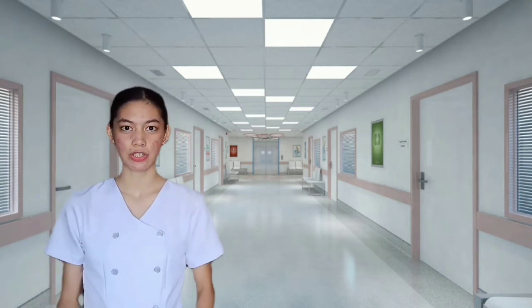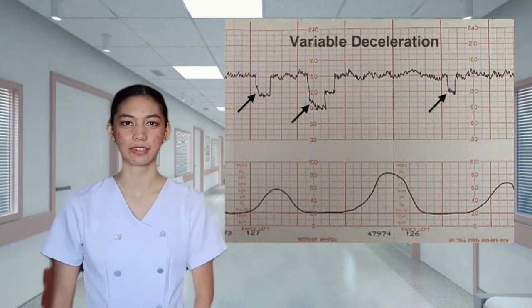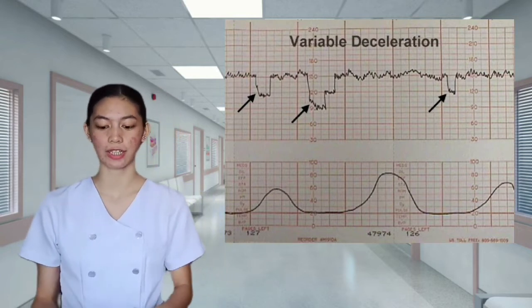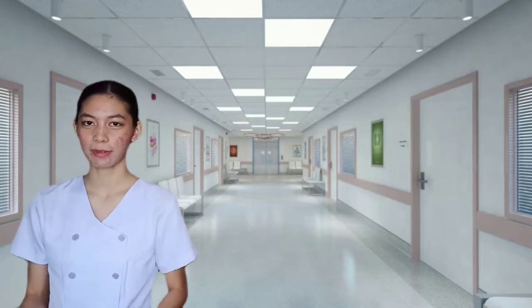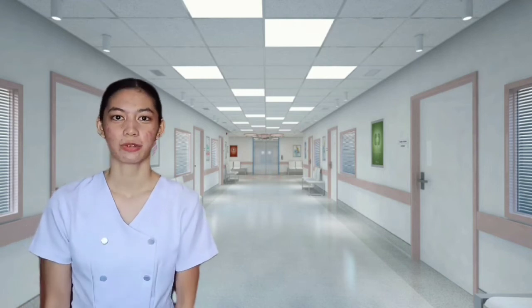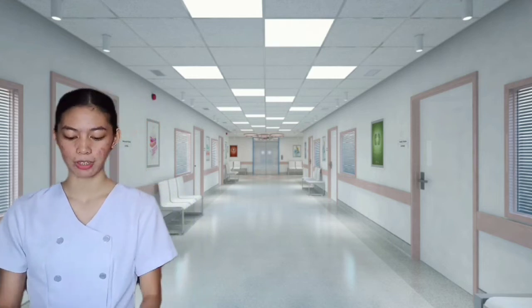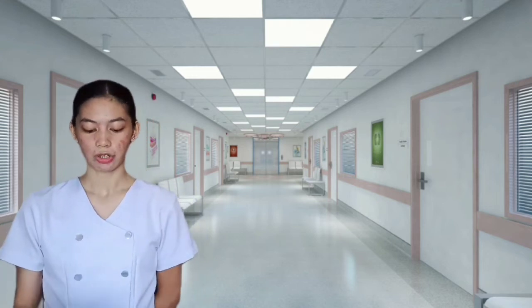Next, let's talk about variable decelerations. Variable deceleration is the abrupt decrease in fetal heart rate. It happens from the onset to nadir in less than 30 seconds. The common cause of variable decelerations is umbilical cord compression.